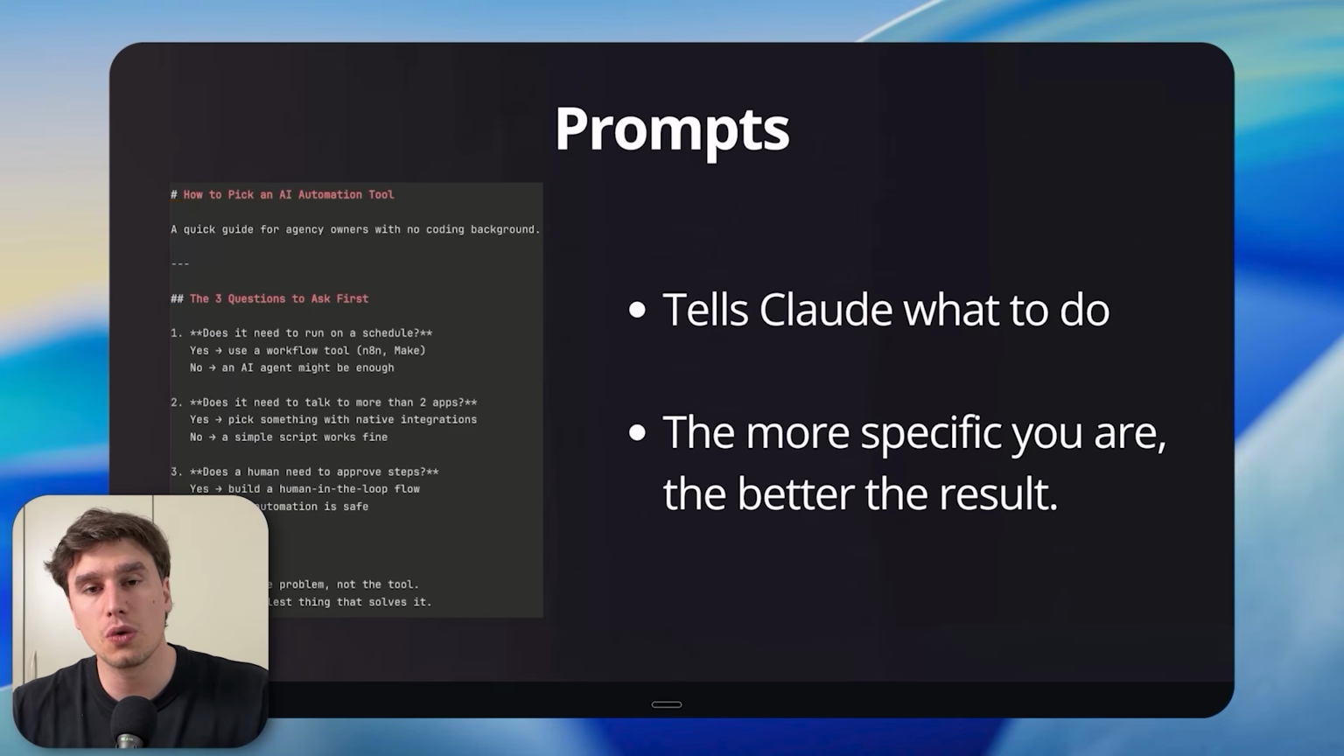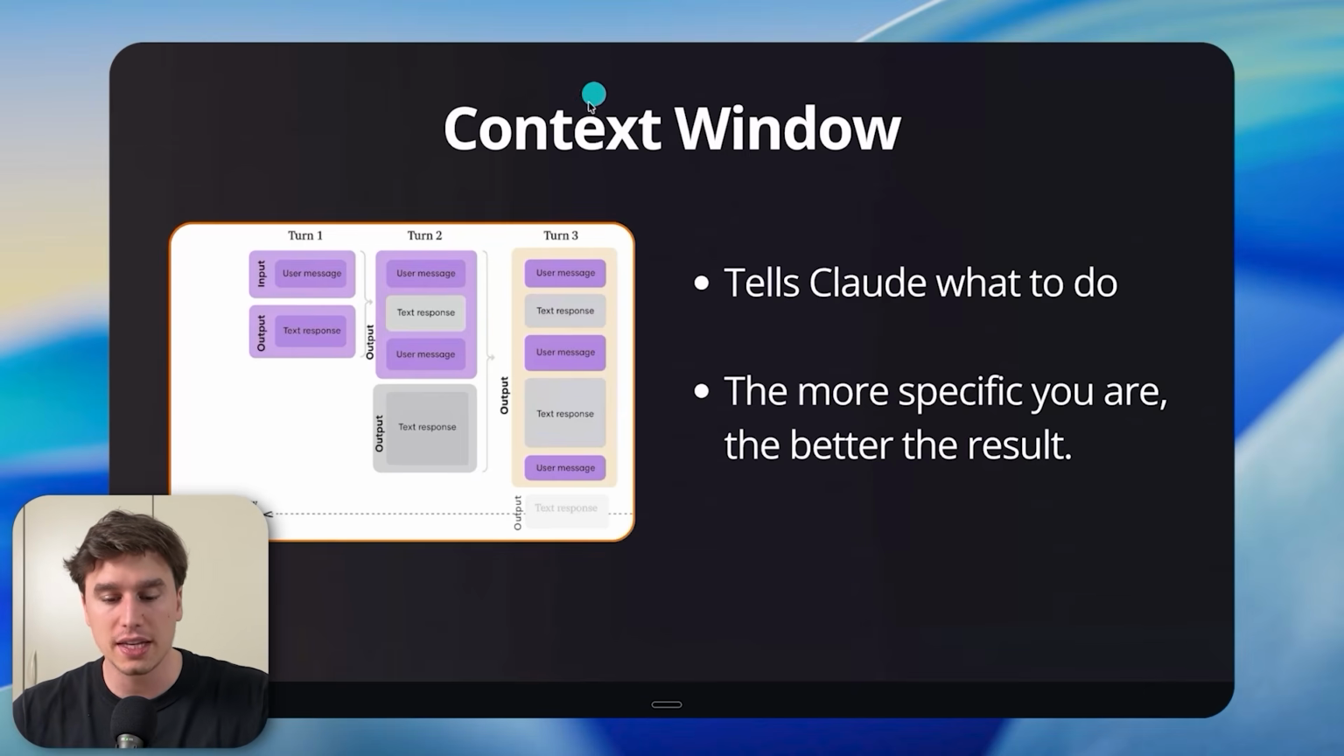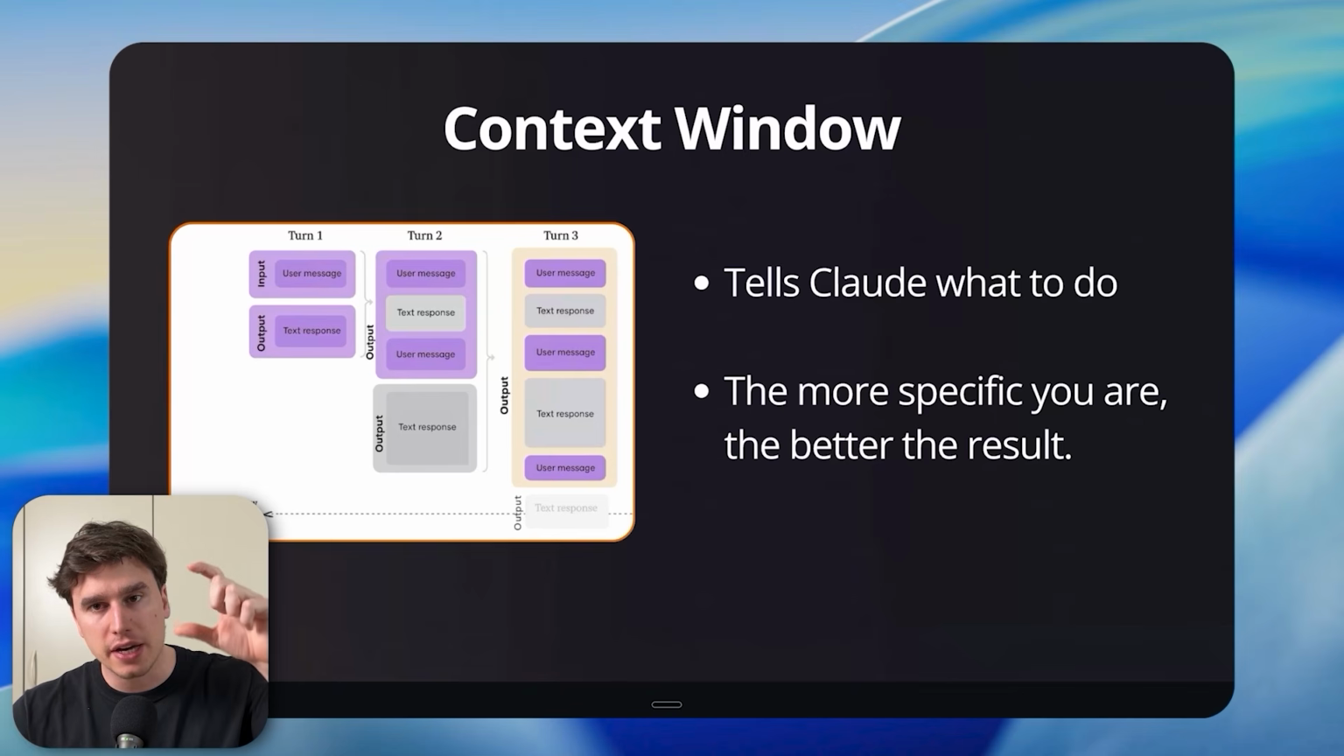Now that we know what prompts are, naturally we think, okay, but can we talk forever with Claude Code? And the answer is no, because we actually have concept number 4, which is the context window. Basically, the context window is nothing more than the sequence of prompts that we share with the LLM, in this case Claude Code, and it will get bigger and bigger the more our conversation goes forward.